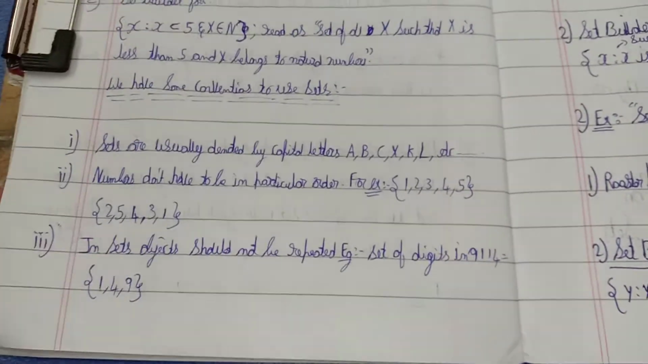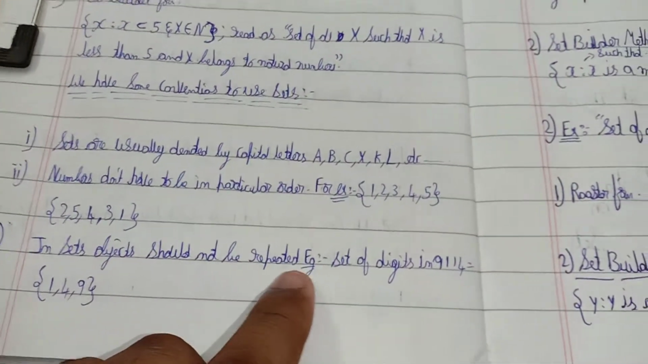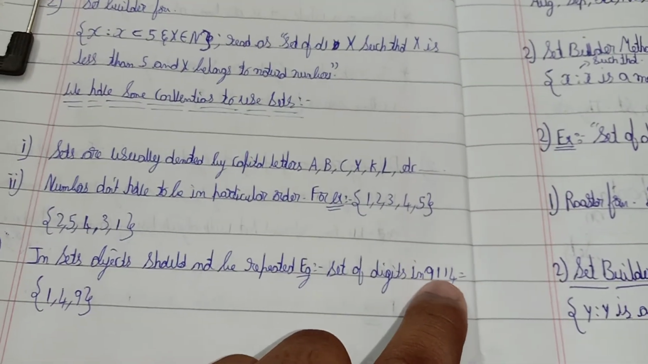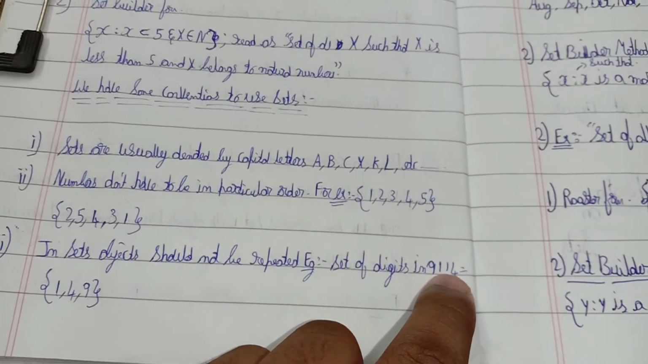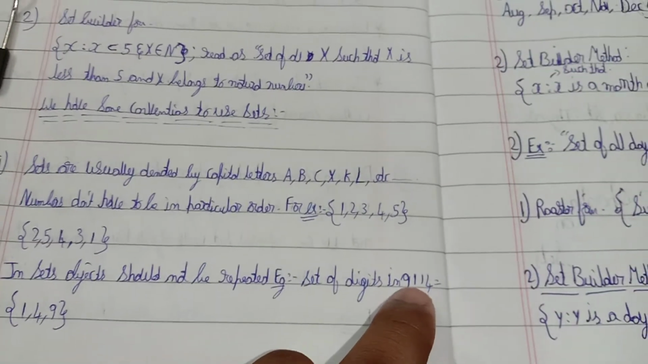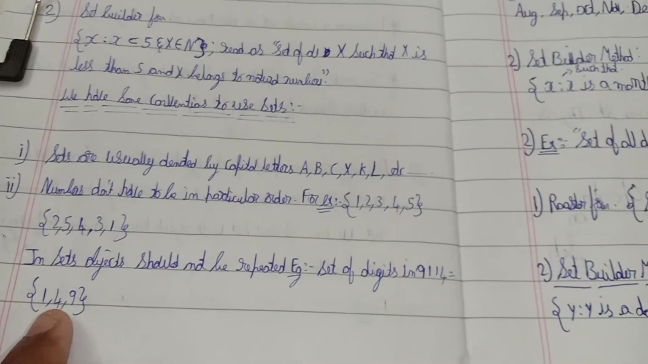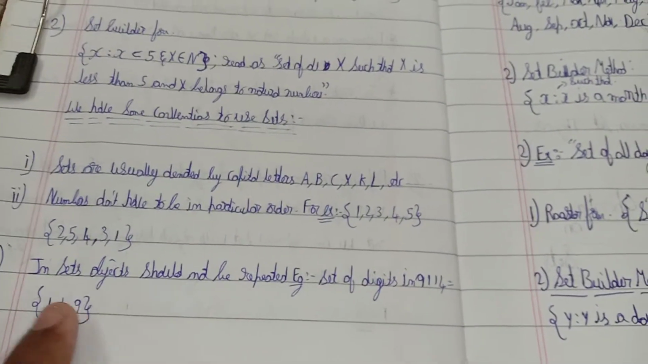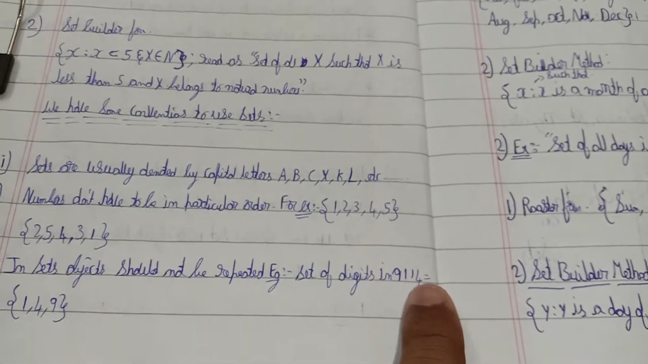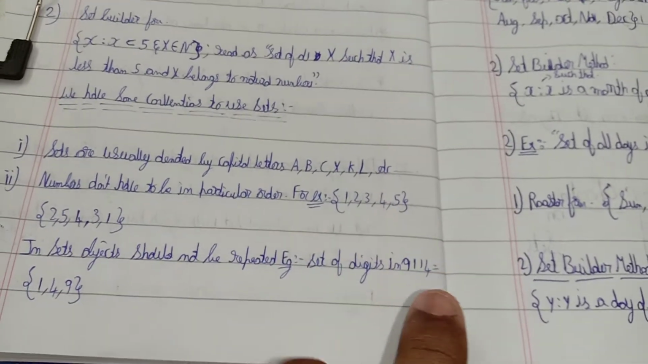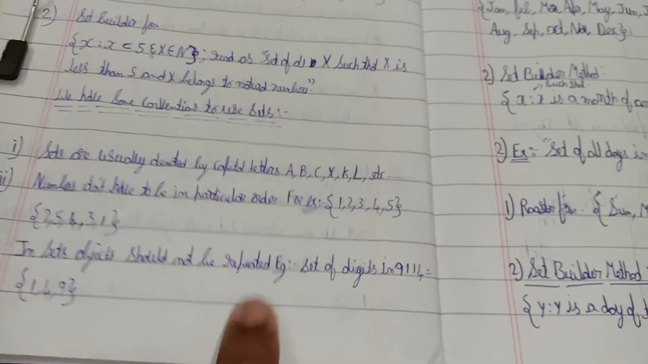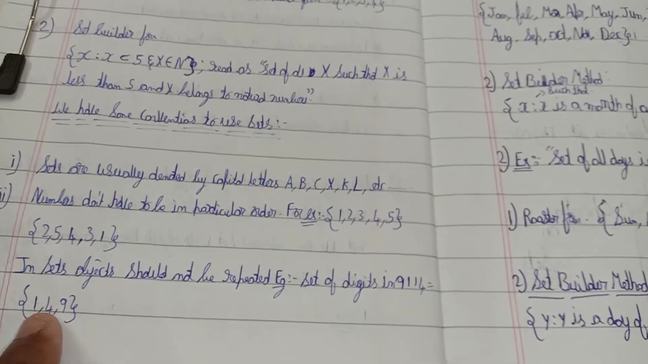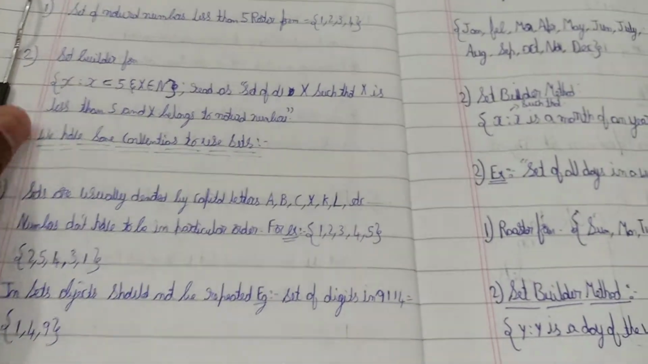This is a very important point, friends. In a set, if they give 9, 1, 1, 4, you should not write the bracket 1, 1, 4, 9. You should write only 1, 4, 9, guys, because in sets the same number should not be repeated. If it is repeated, that is wrong. So you should write only 1, 4, 9. This is the main point, guys.